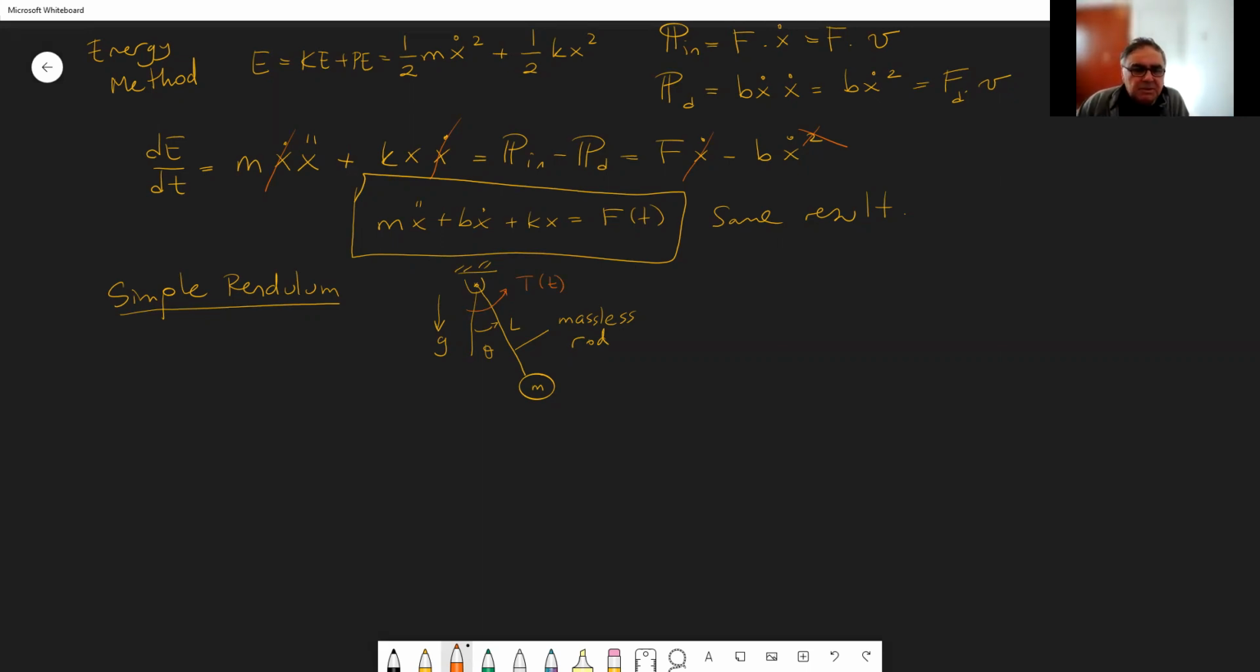So we will be modeling this, trying to find the equation of motion using Newton's method and the energy method. Let me use Newton's method now.